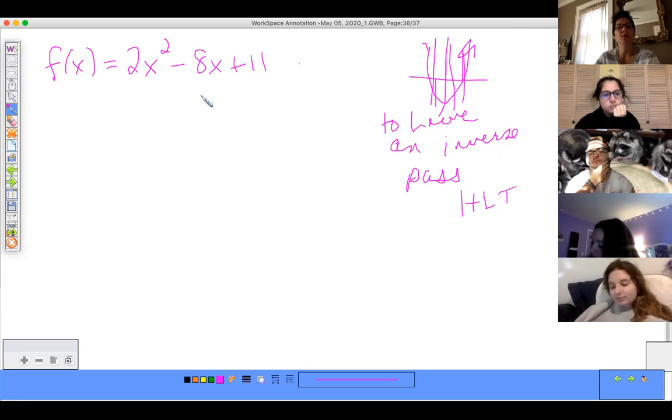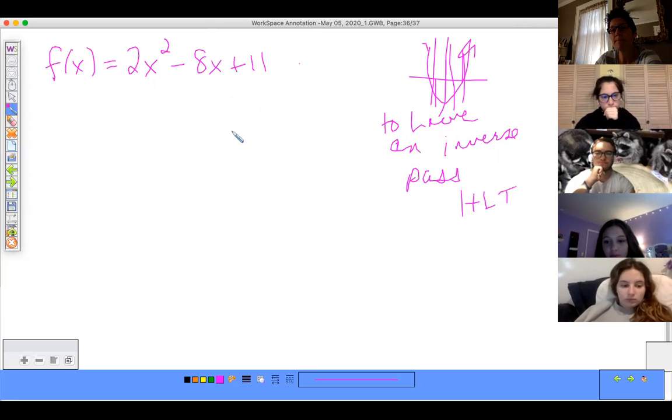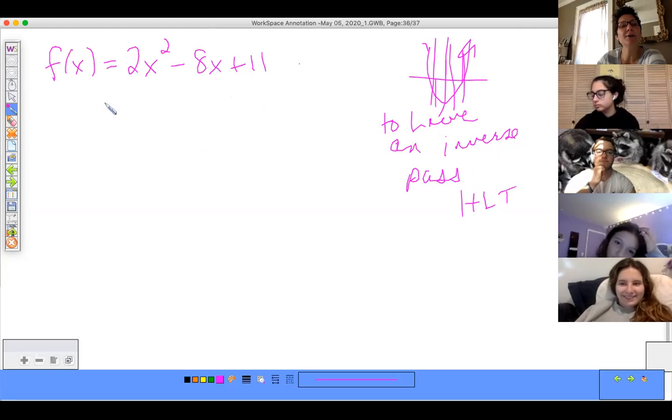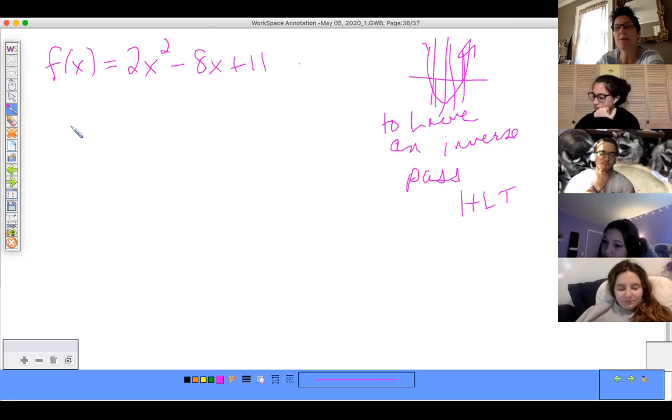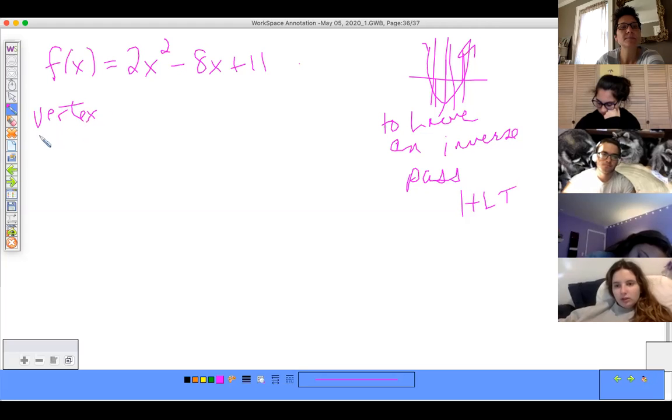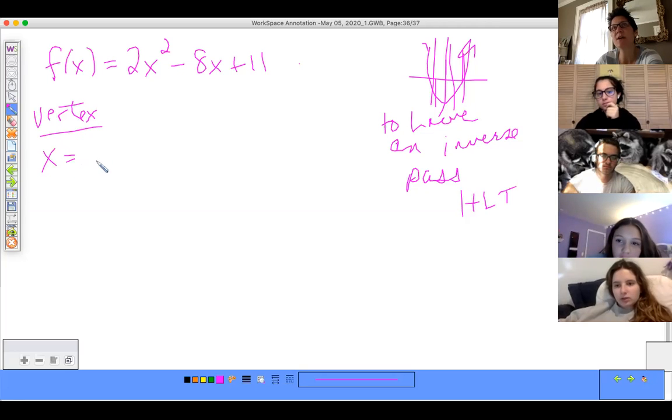Good. Okay. So right here, we know that we have ourselves a parabola, right? So if we want to restrict the domain, where should we restrict the domain? At its vertex. Good. So right now we're in standard form. Do you friends remember how to find the vertex if you're in standard form? Isn't it like b divided by 2 squared? Oh, that's the quadratic formula. That's how you find the zeros.